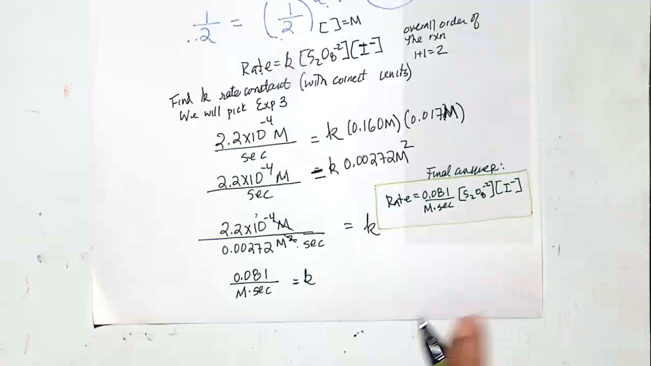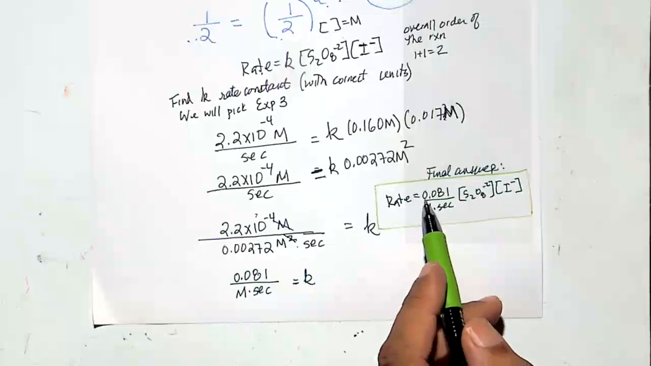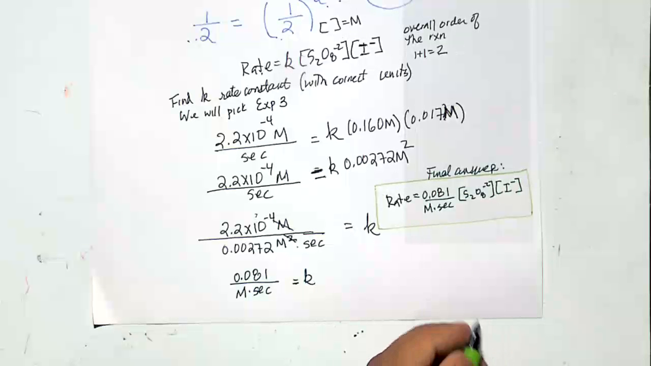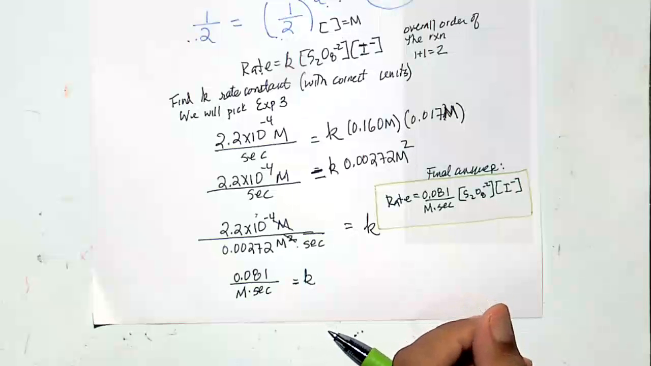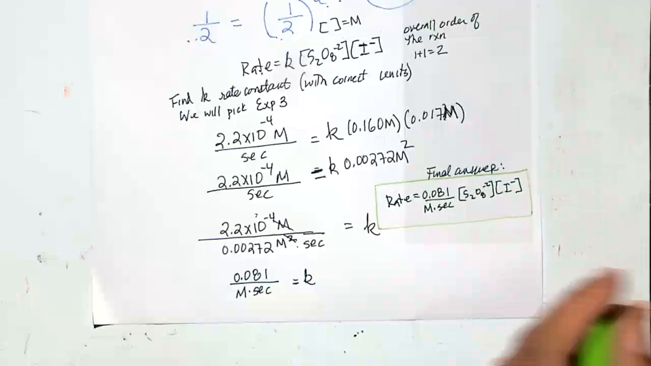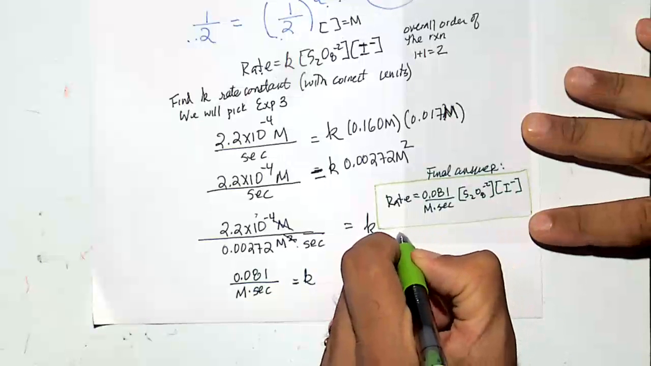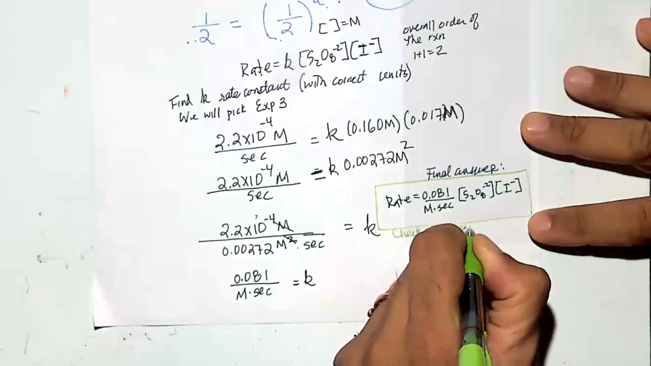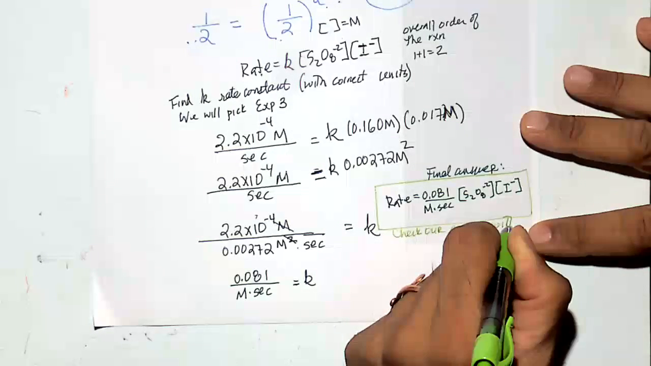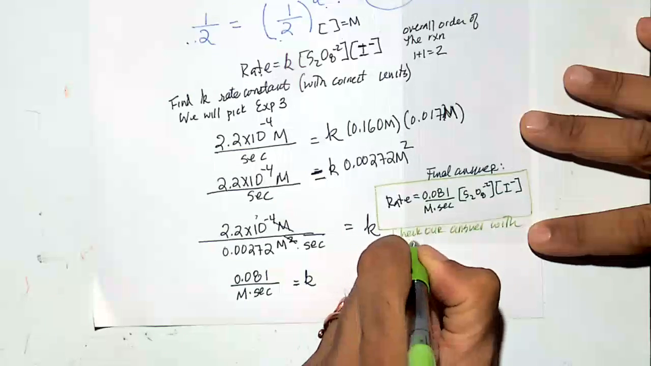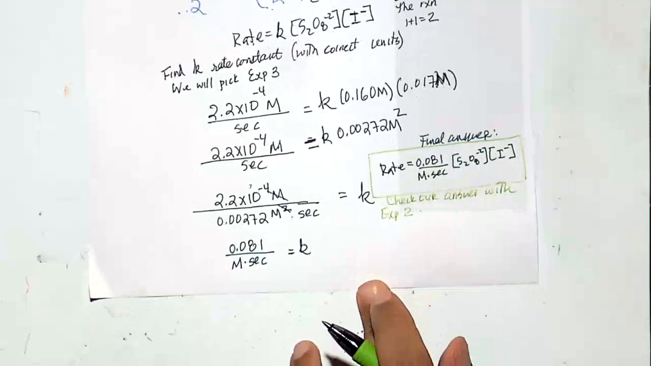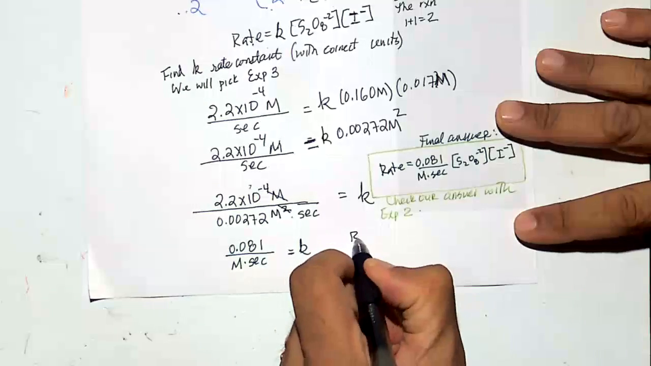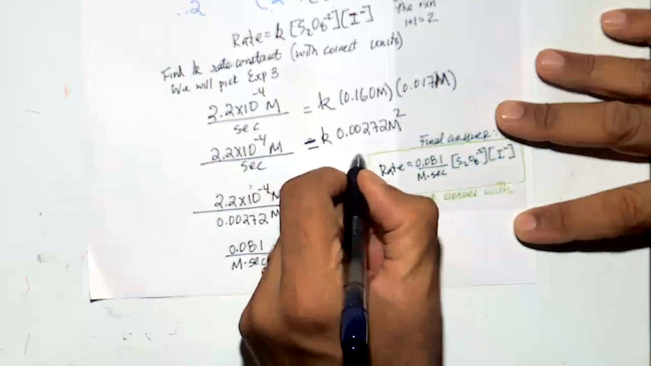So we have a way to check our answer. How can we check our answer? You pick any number, Leslie, experiment 1, 2, or 3. Okay, let's check our answer. We'll do experiment 2. Check our answer with experiment 2. So rate is what we'll solve for here.